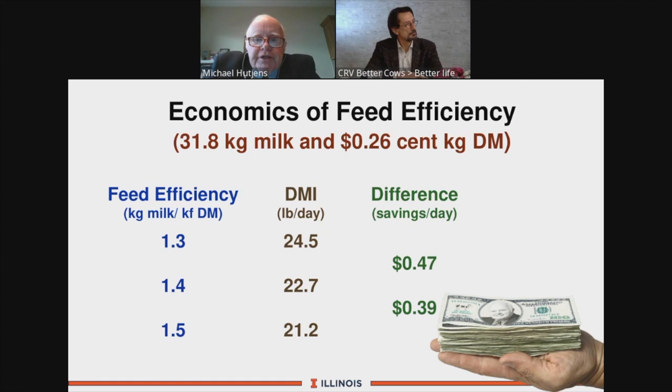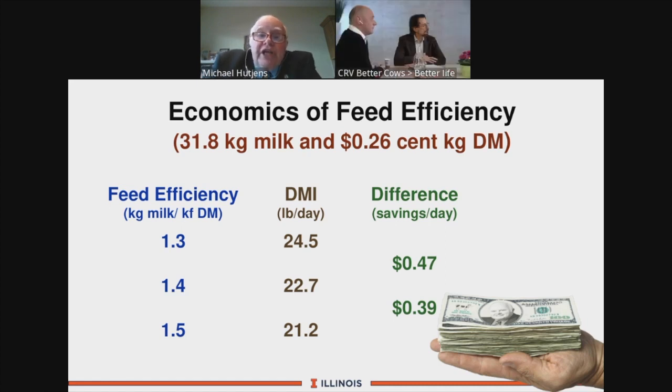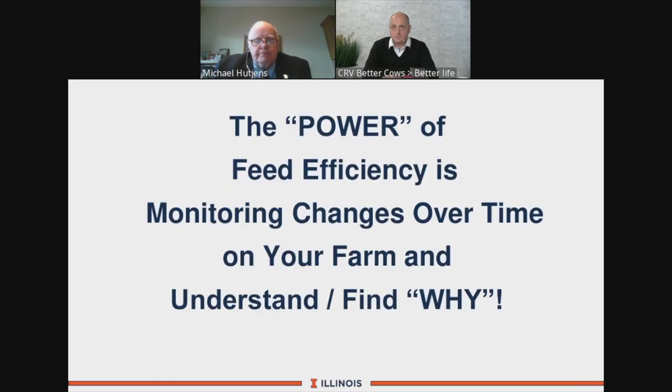Look at the difference. You can see if I can move my herd from 1.4 to 1.5, that feed savings is nearly 40 cents US per cow per day. That's a huge number when you look at profitability, regardless if you're feeding 100 cows or 1,000 cows as well. And so certainly there are some significant economic advantages to getting optimal feed efficiency in your dairy herd on your farm.